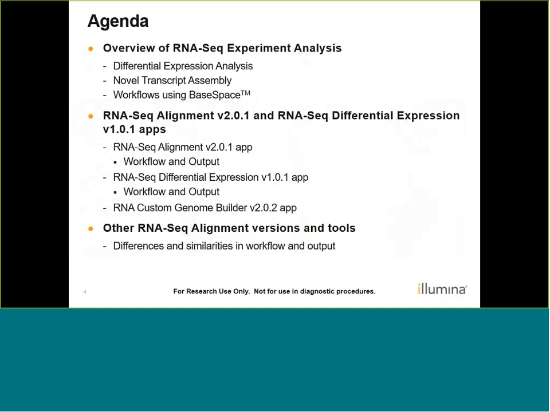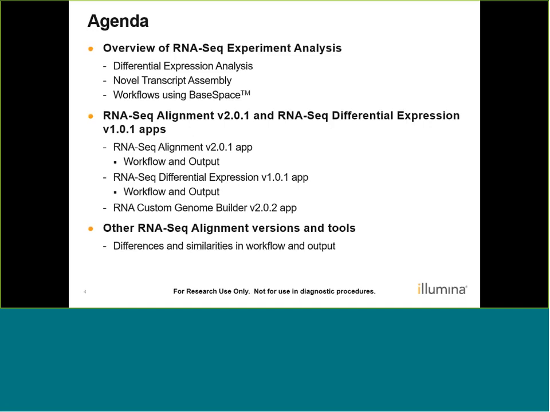Here is our agenda for today. First, we'll discuss the main goals of RNA-Seq analysis. Typically, when we perform RNA-Seq experiments, we're looking to find if genes are differentially expressed and by how much. Another area that we can look into is novel transcript assembly, and we may even want to perform both DE and novel transcript assembly. Then we're going to go over some of our workflows in BaseSpace that will enable us to perform both.